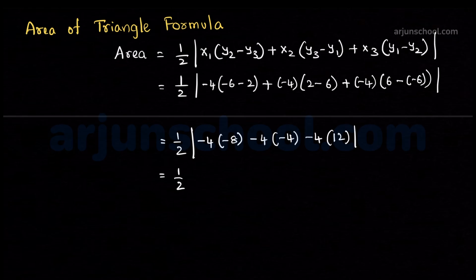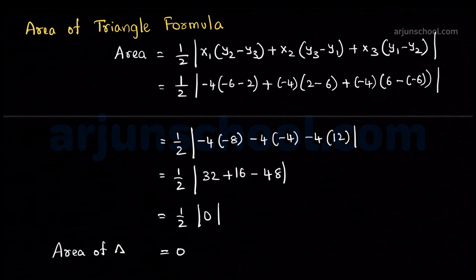Now let us simplify this. 1 by 2 modulus of minus 4 times minus 8 is 32, minus 4 times minus 4 is plus 16, minus 4 times 12 is minus 48. That is equal to 1 by 2 modulus of 32 plus 16 minus 48 is 0. That is equal to 0. Therefore, area of the triangle ABP is 0.